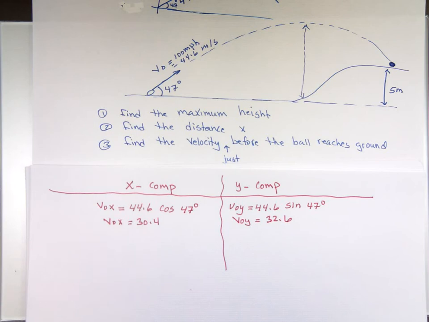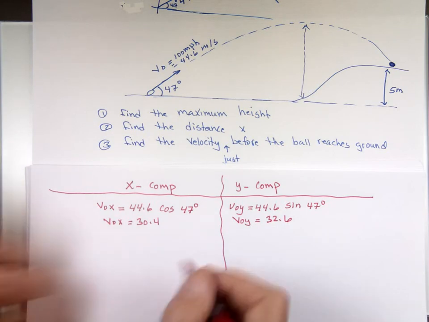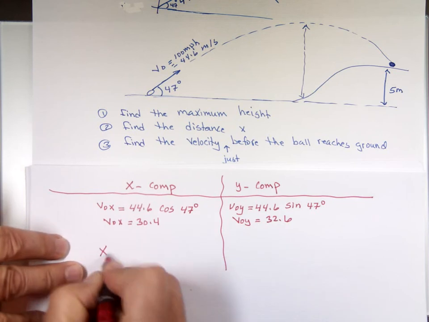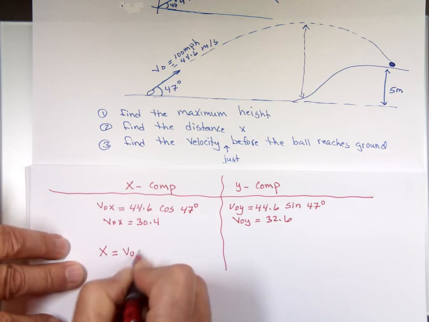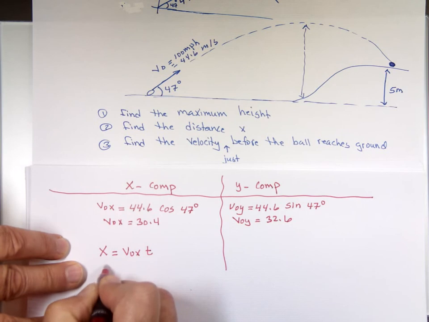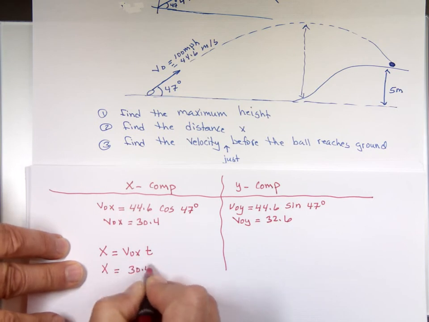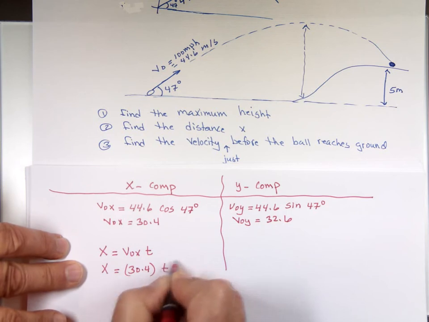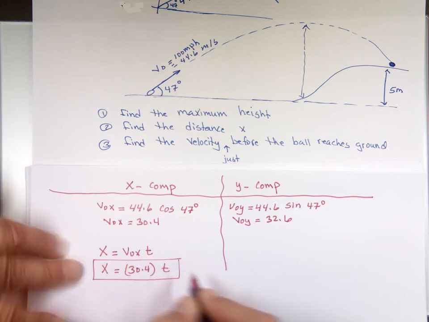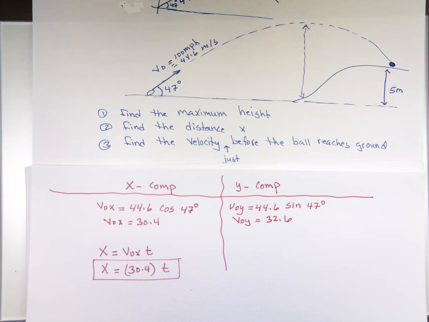There's only one equation in the x direction we're going to use: x equals v0 in the x direction times t, 30.4 times t. Can't help you yet. I need t if I want to answer that question. In the y direction, what else do we know?